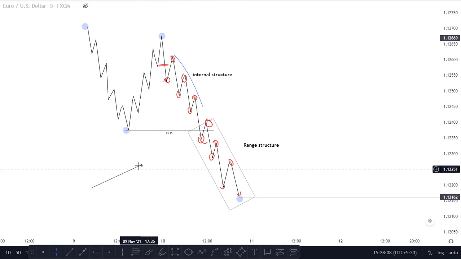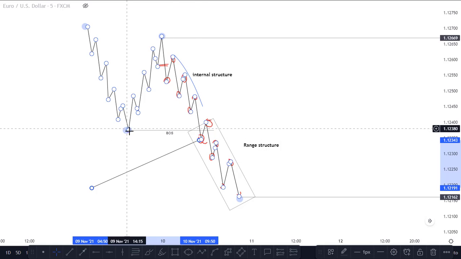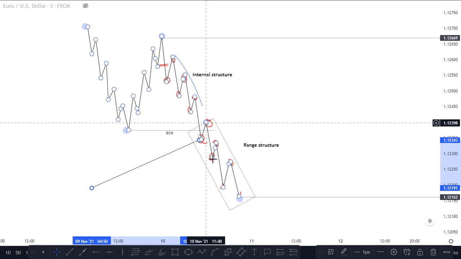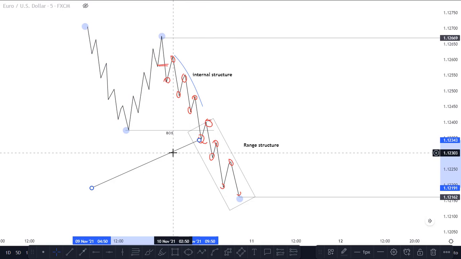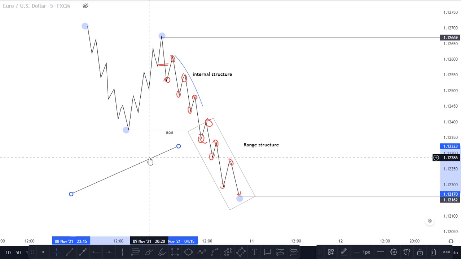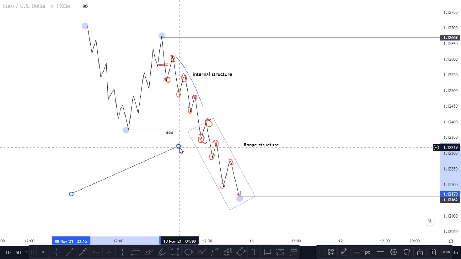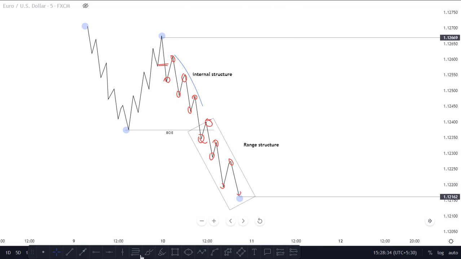So this is a range structure. And look at the rules. Make sure you count the low. From the low that broke the structure and the pullback, then you go down. That's the beginning of a range structure. Anything other than that is your internal structure.